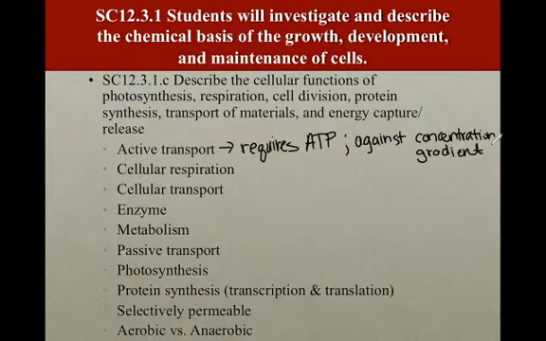So usually substances just normally go from high concentration to low concentration. That's passive transport. But active transport, you take from the low concentration and you force it out to where there's a higher concentration. Cellular respiration. It's how cells use energy.